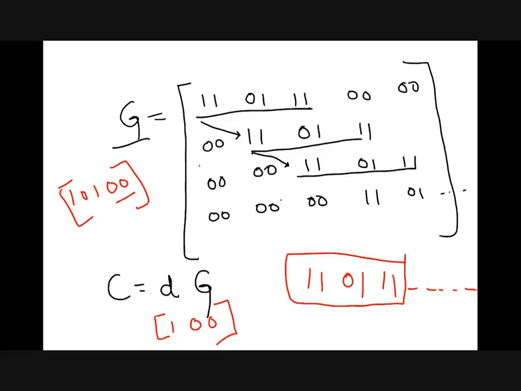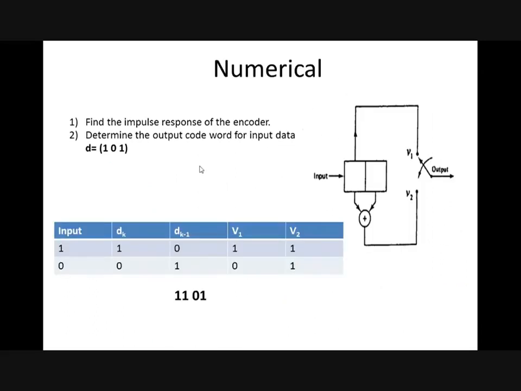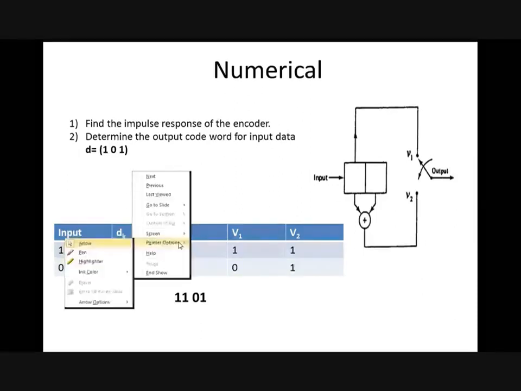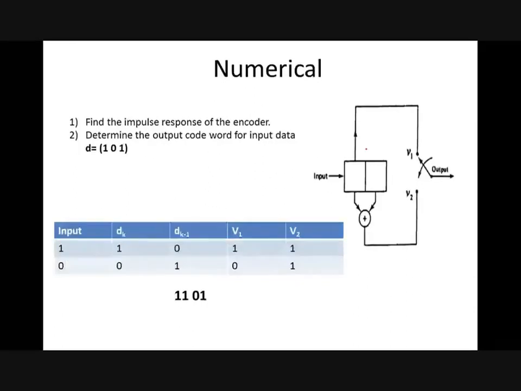So let's move to the second numerical. The second numerical is a two-stage convolution encoder. So here V1 is equal to, this is the present bit dk and this is the past bit dk minus 1. So V1 is only dk and V2 is equal to dk plus dk minus 1.